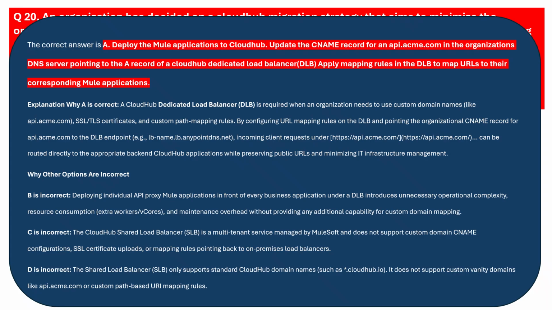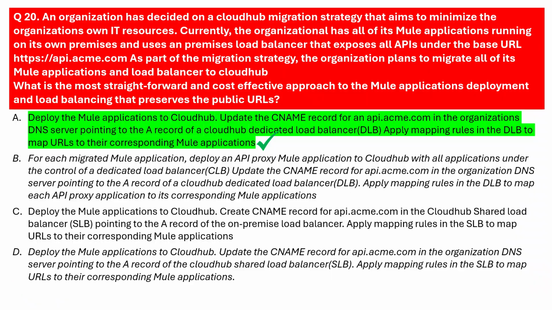C is incorrect. The CloudHub Shared Load Balancer, SLB, is a multi-tenant service managed by MuleSoft and does not support custom domain name configurations, SSL certificate uploads, or mapping rules pointing back to on-premises load balancers. D is incorrect. The Shared Load Balancer, SLB, only supports standard CloudHub domain names, such as *.cloudhub.io. It does not support custom vanity domains like api.acme.com or custom path-based URI mapping rules.